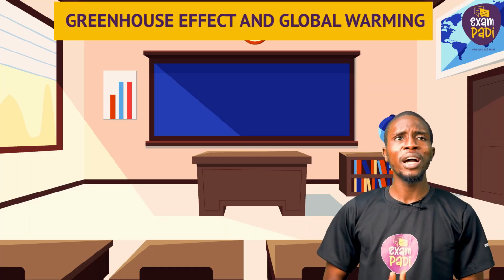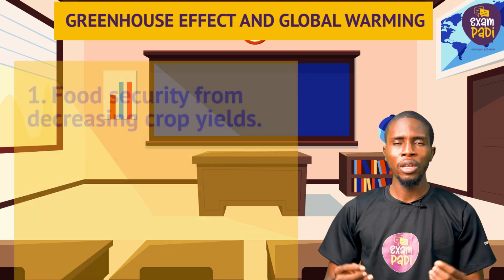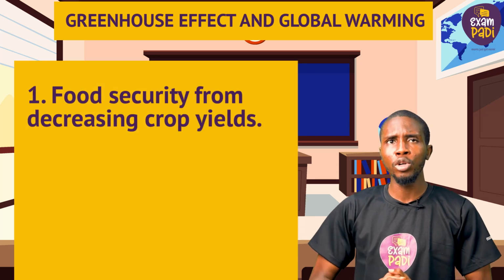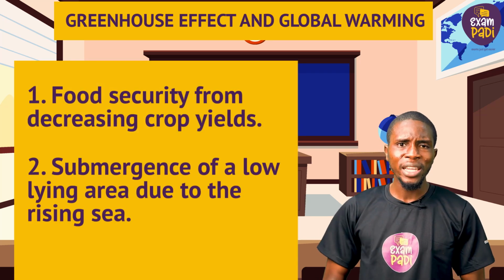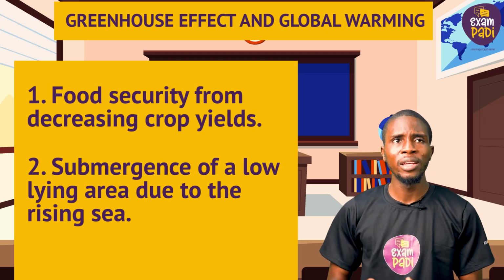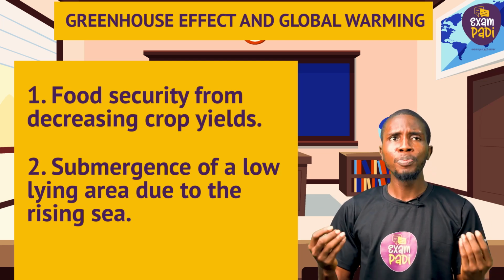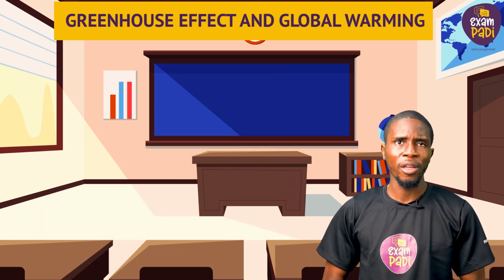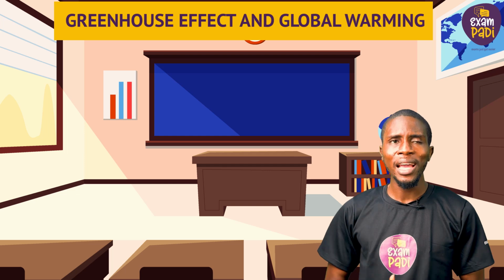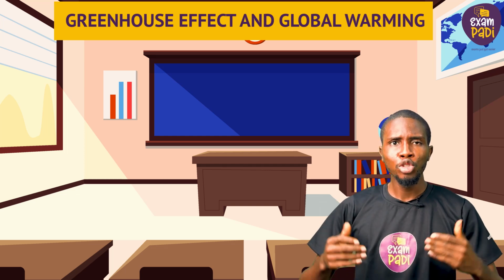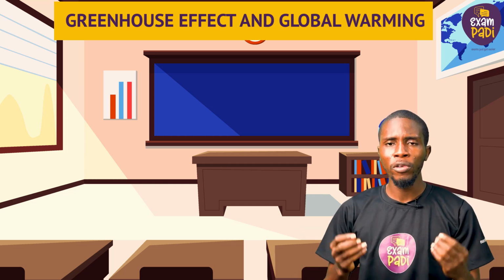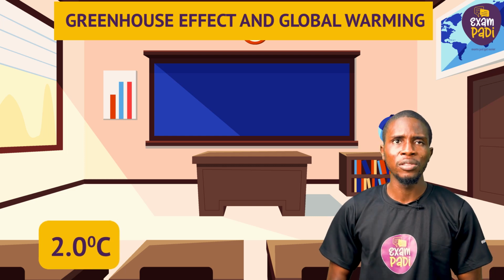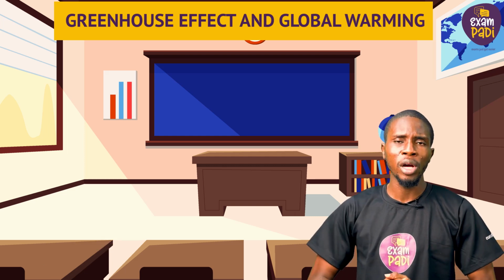This raises significant threats for humans, such as food security from decreasing crop yields and submergence of low-lying areas due to the rising sea. To prevent irreversible damage to the delicate ecosystem on Earth, scientists have decided that global warming should be limited to a maximum of 2.0 degrees centigrade relative to pre-industrial levels.